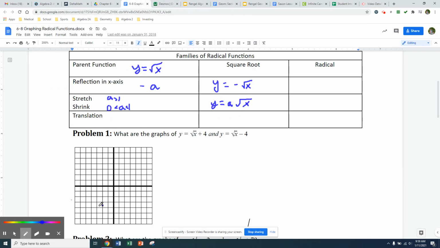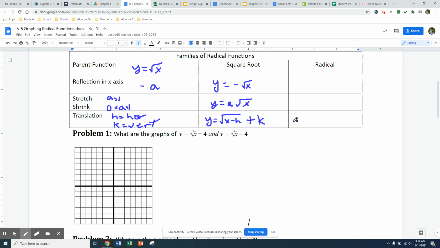And then lastly, a translation. With a translation, your h is going to move you horizontal, and then your k is going to move you vertical. And what that's going to look like is y equals the square root. Inside your square root, you'll have x minus h. Outside your square root, you'll have your k.